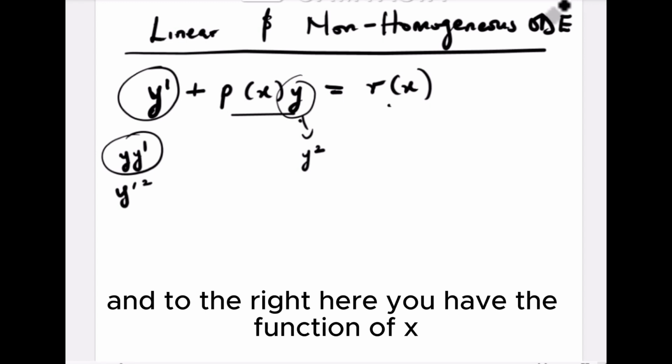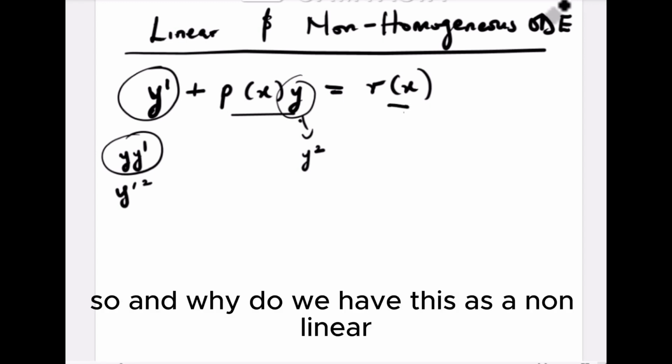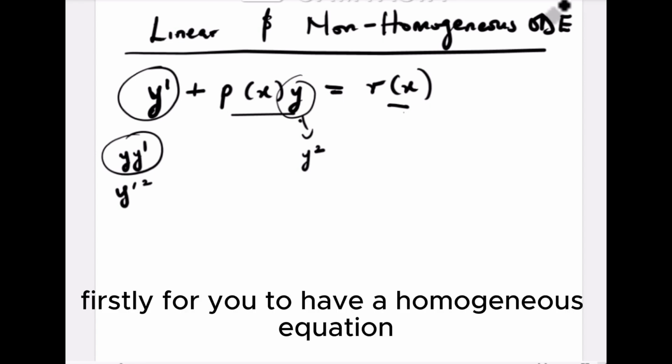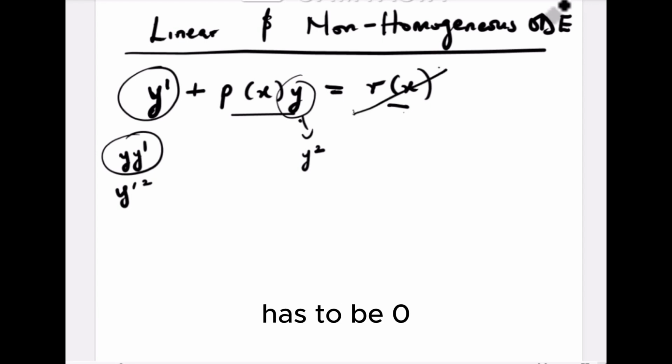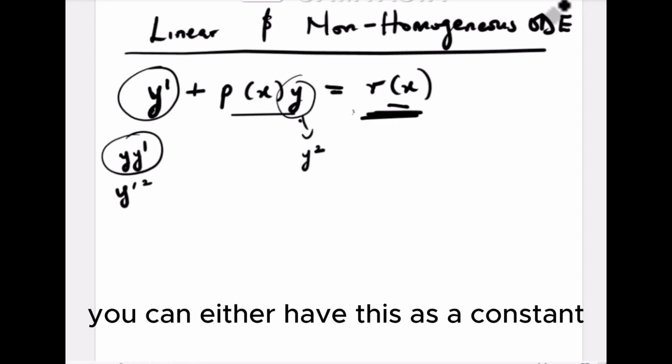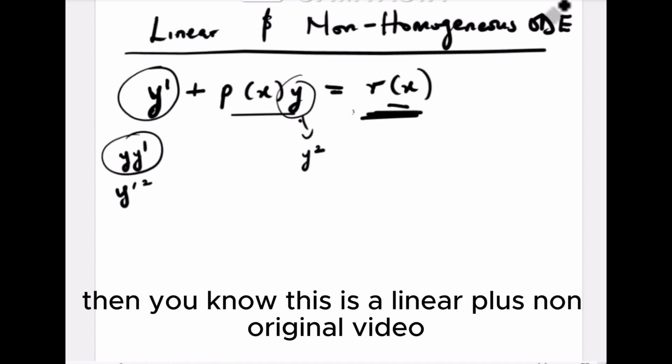And to the right here, you have the function of x, which is r(x). Why do we have this as a non-homogeneous ODE? For you to have a homogeneous ODE, your right hand side has to be 0. Since you don't have this as 0, this is a non-homogeneous ODE. You can either have this as a constant or as a function of x.